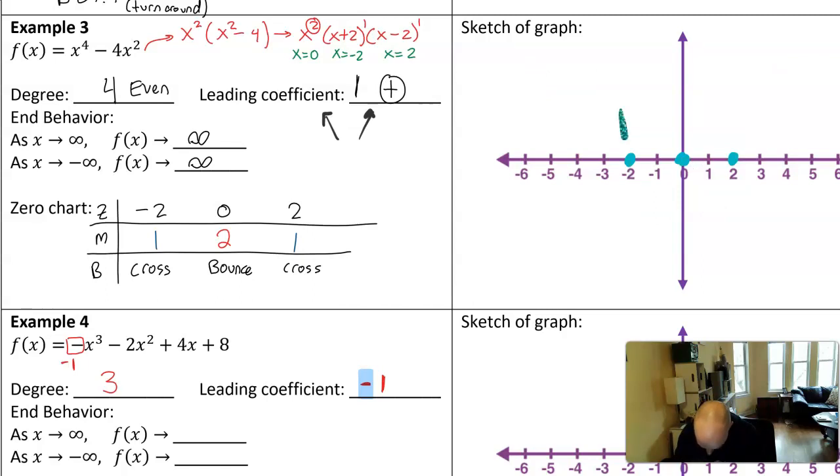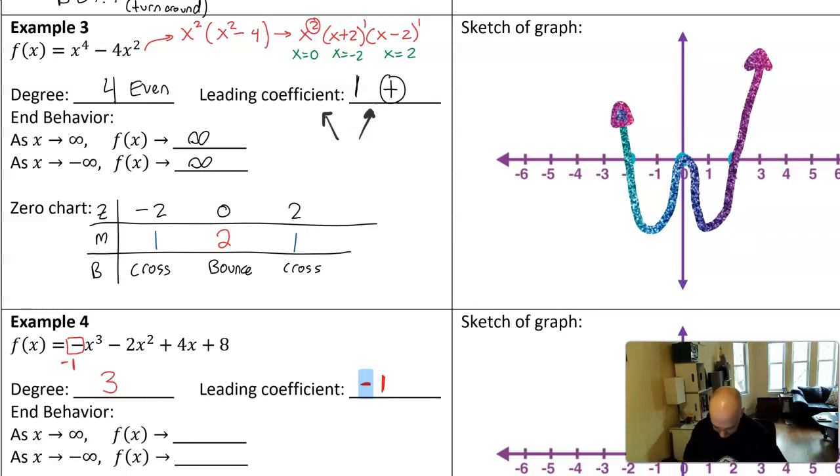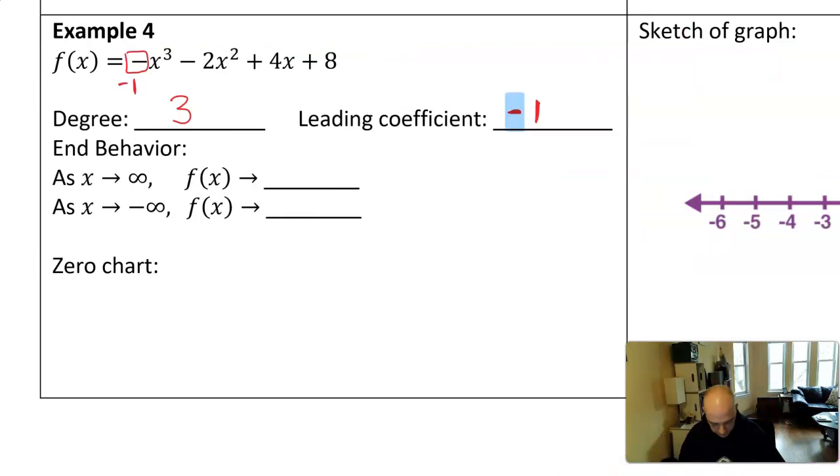So we're going to cross, turn around, bounce, turn around, cross again, go up to positive and negative infinity. My arrows aren't the same length. That's okay. We have our 3 zeros again with their different behavior. That's our example 3. Let's go to example 4.